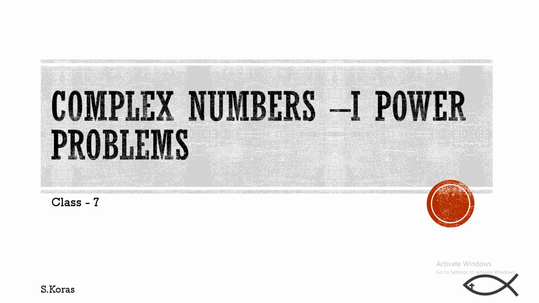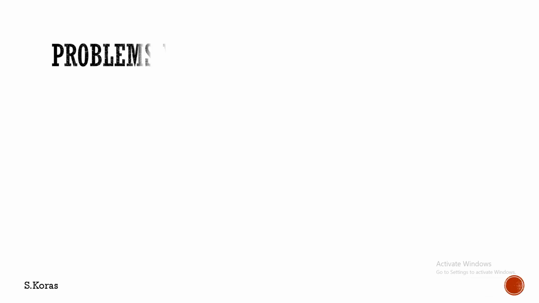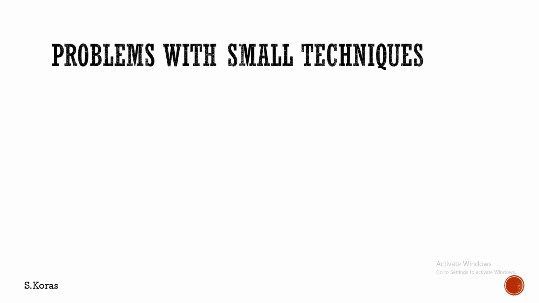In this complex number session, we are going to discuss some problems with I powers. There are some tricks we have to follow, but they are all very simple. Now let's see a small problem, that is I to the power minus 2009. As we have seen already, the powers of I are only with positive.